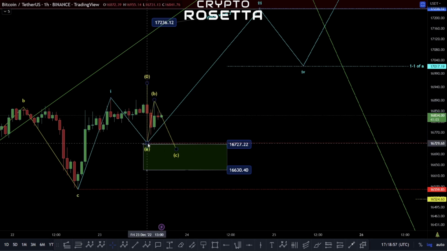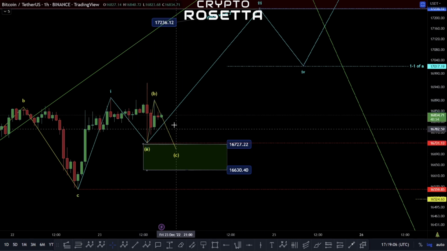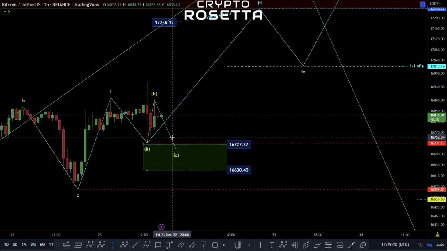We could have already retraced enough to satisfy this, and we could be looking to be within this third wave. We don't have a lot of structure to go with so far, so we just have to see whether we hold the 1673 zone.